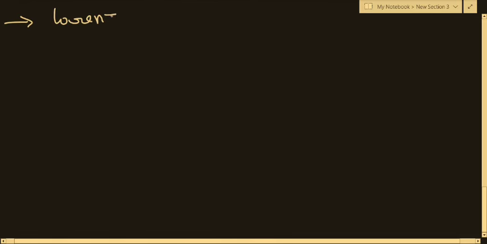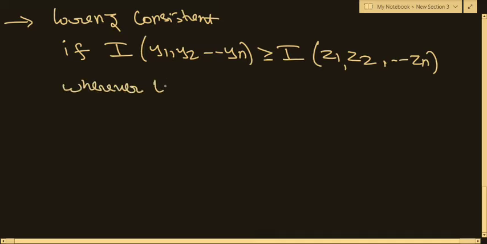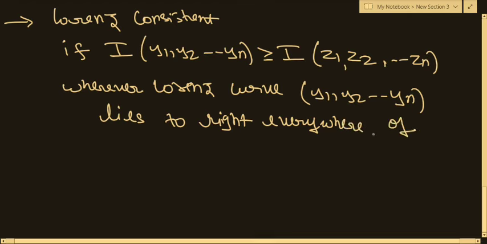A measure is Lorenz consistent if, for an income distribution with incomes y1, y2 until yn, the inequality index is greater than or equal to the inequality index with incomes z1, z2 until zn, wherever the Lorenz curve of income distribution y1, y2 until yn lies to the right everywhere of income distribution z1, z2 until zn.